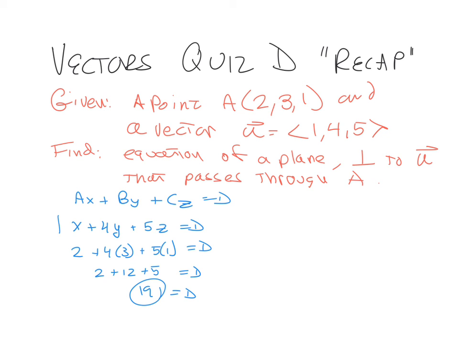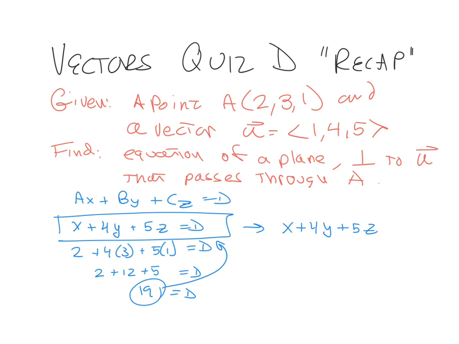We can go back up to this step and substitute this value for d and rewrite our equation. Thus, x plus 4y plus 5z equals 19. And that finally is our equation for the plane. I think that's it.